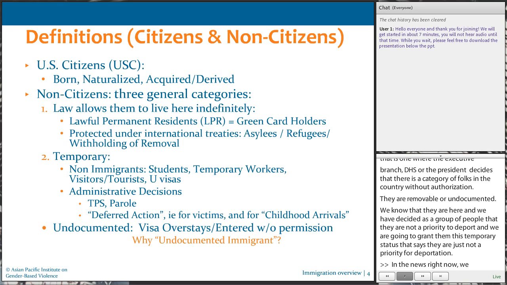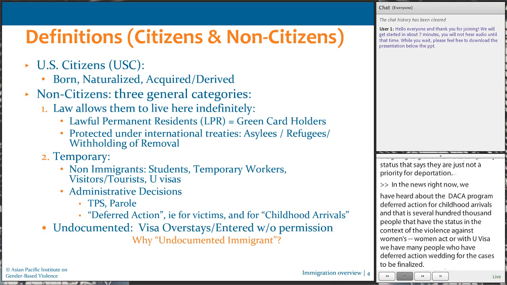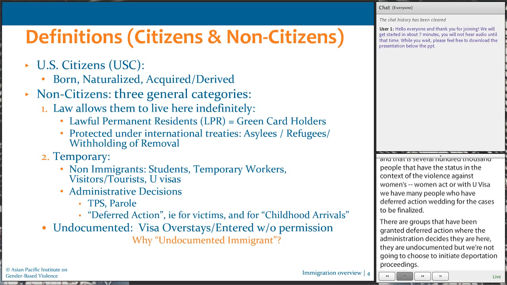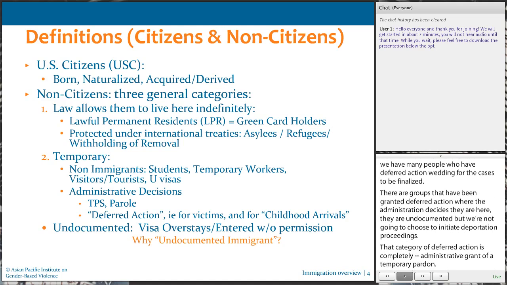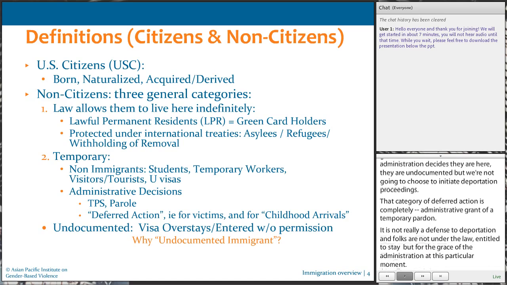In the context of the Violence Against Women Act, or in the context of U visa applicants, we have many people that have deferred action who are waiting for their cases to be finalized, and so there are just groups that have been granted deferred action where the administration decides, they're here, they're undocumented, but we're not going to choose to initiate deportation proceedings. And that category of deferred action is completely an administrative grant of kind of like a temporary pardon. It's not really a defense to deportation, and folks are not under the law entitled to stay, but for the grace of the administration at this particular moment or that particular time. So we've got large categories of people in that category right now that are getting a lot of news coverage.